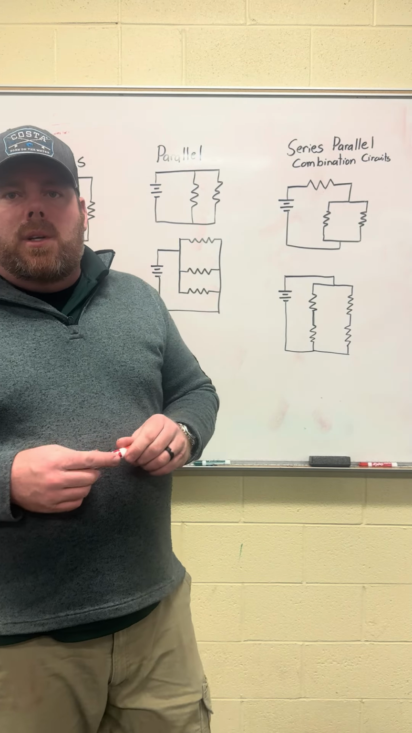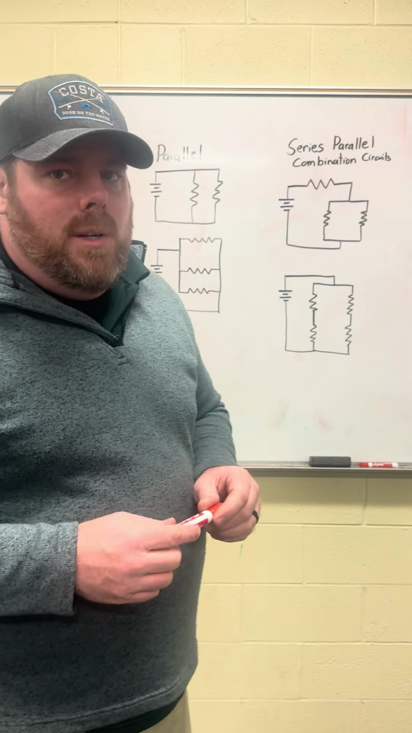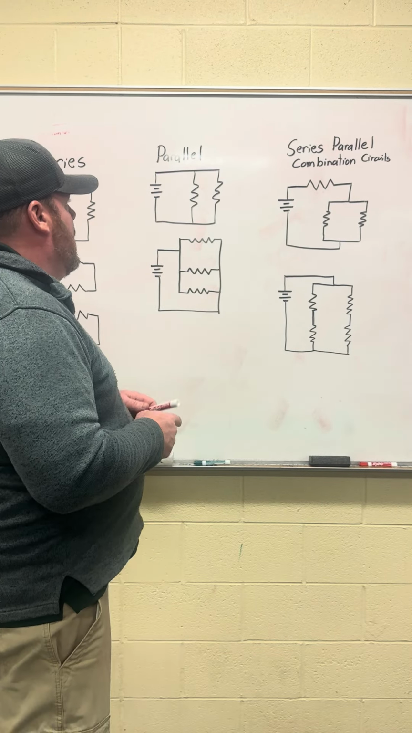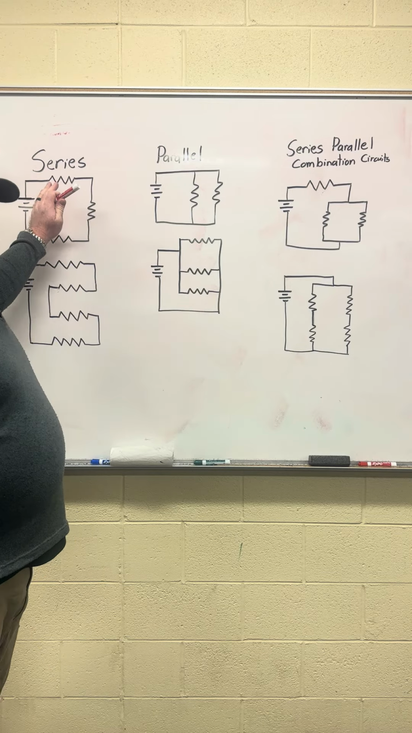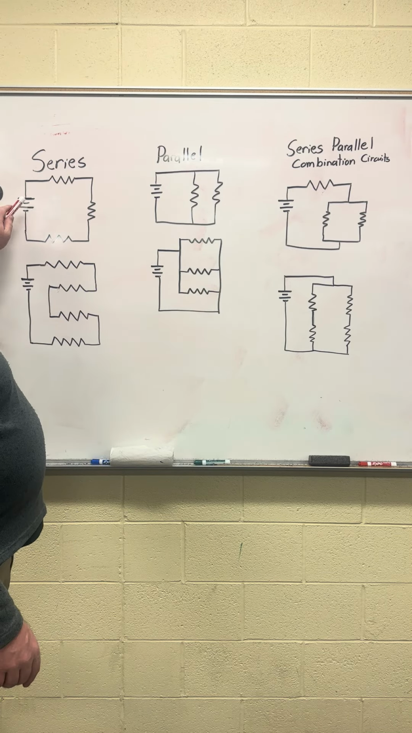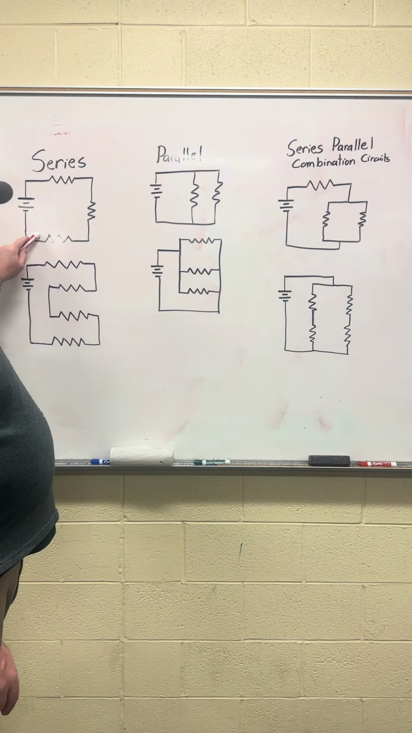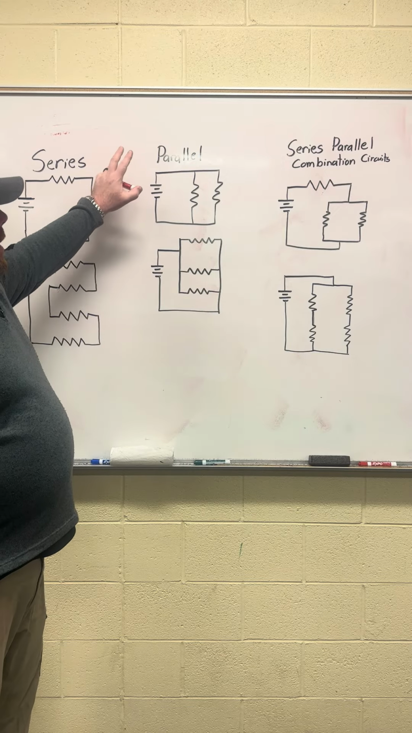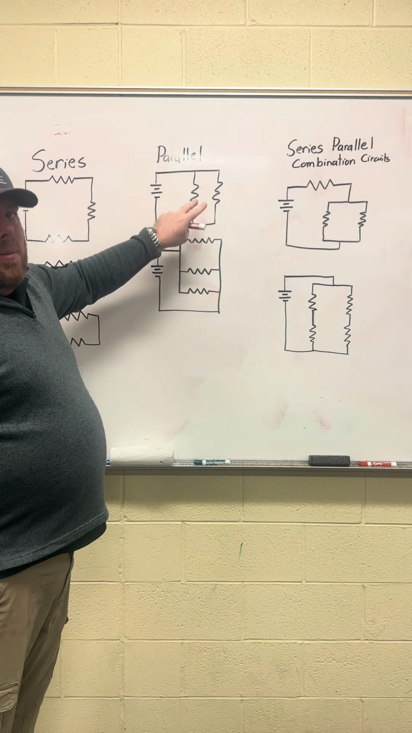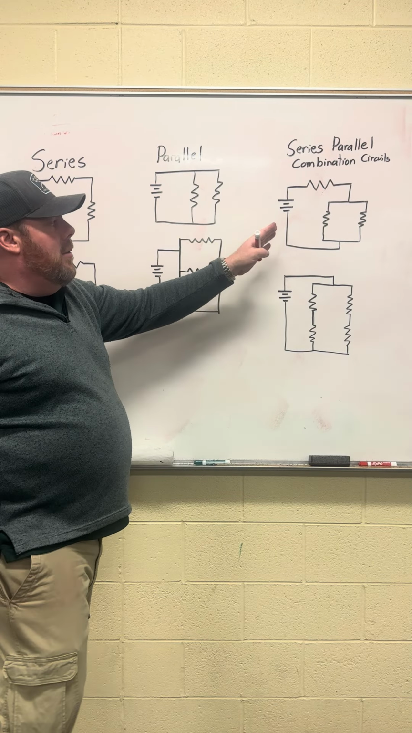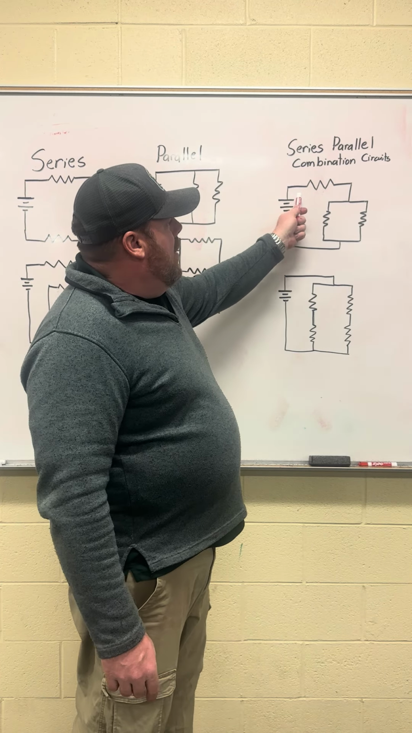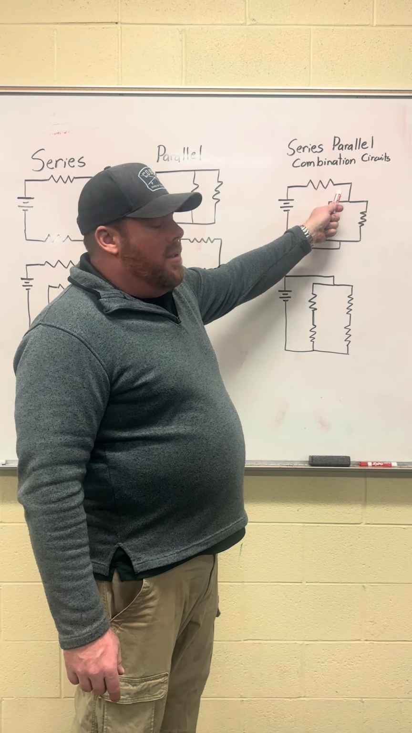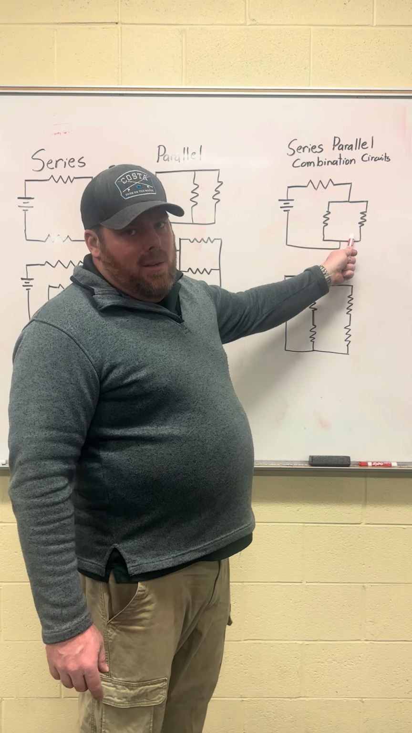Today we discussed what a series parallel combination circuit was. So in the previous chapters, chapter 4, we discussed what a series circuit was, meaning there was only one path for current to travel. In a parallel circuit, we had multiple branches, and then today we're going to talk about a series parallel or combination circuit where you have some series parts to the circuit and some in parallel.